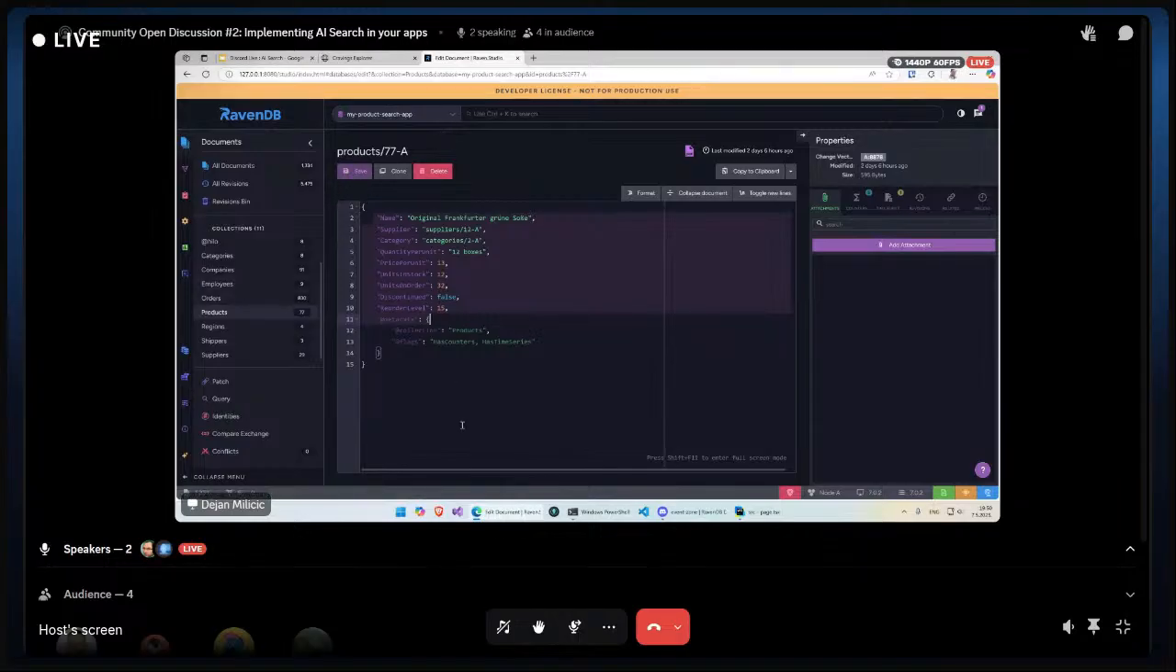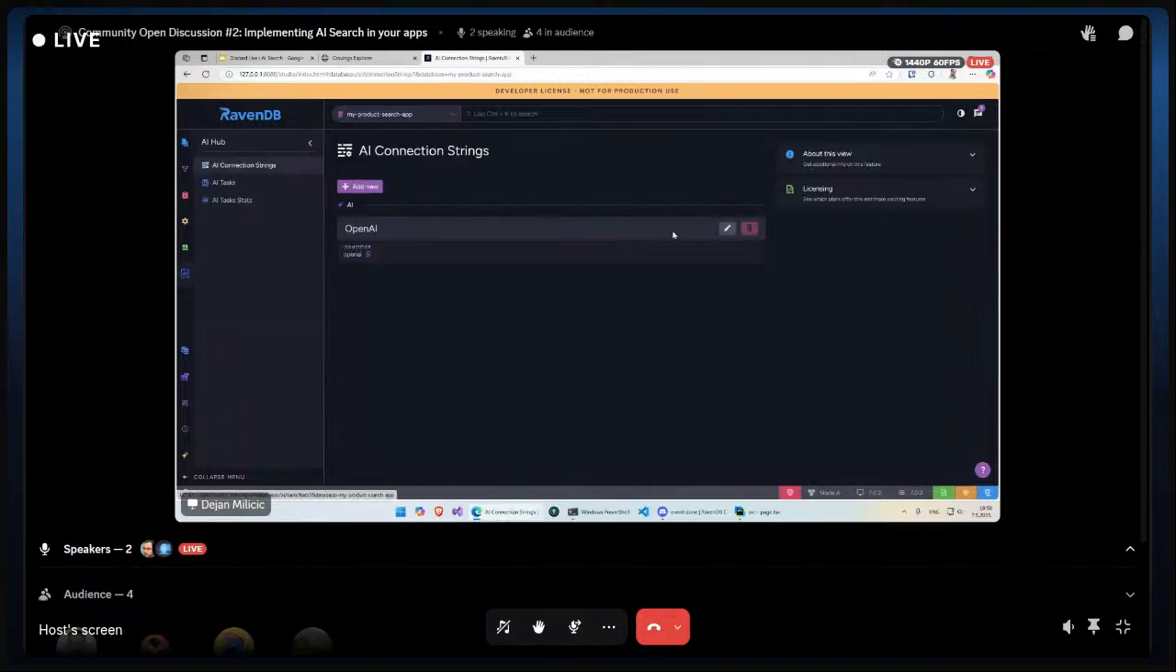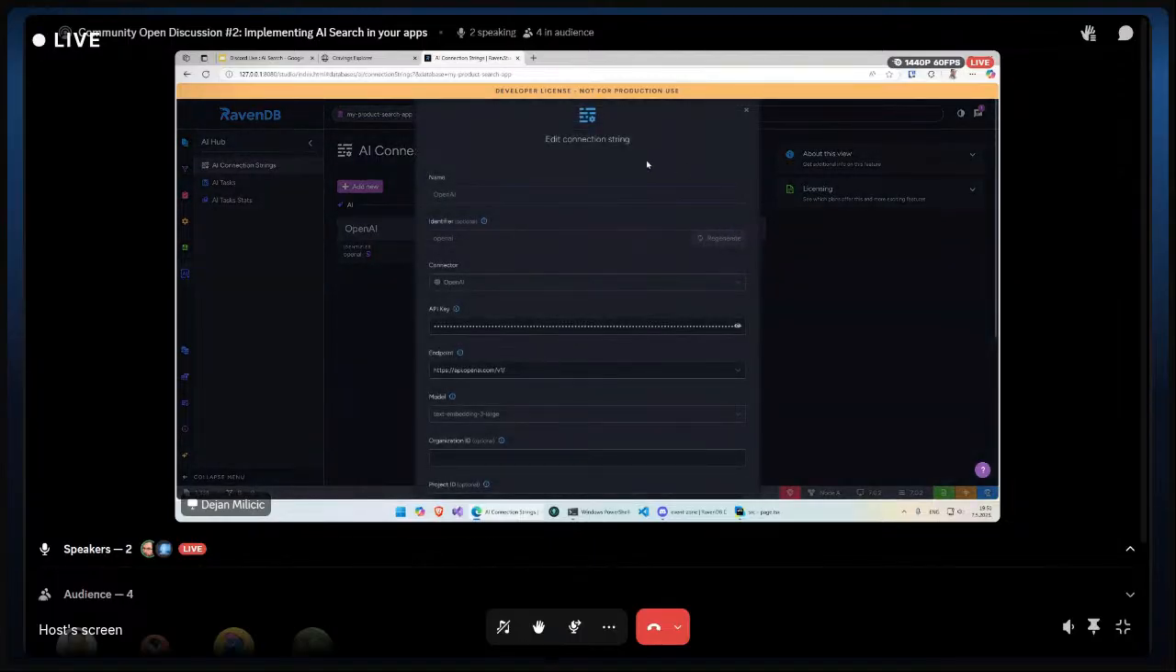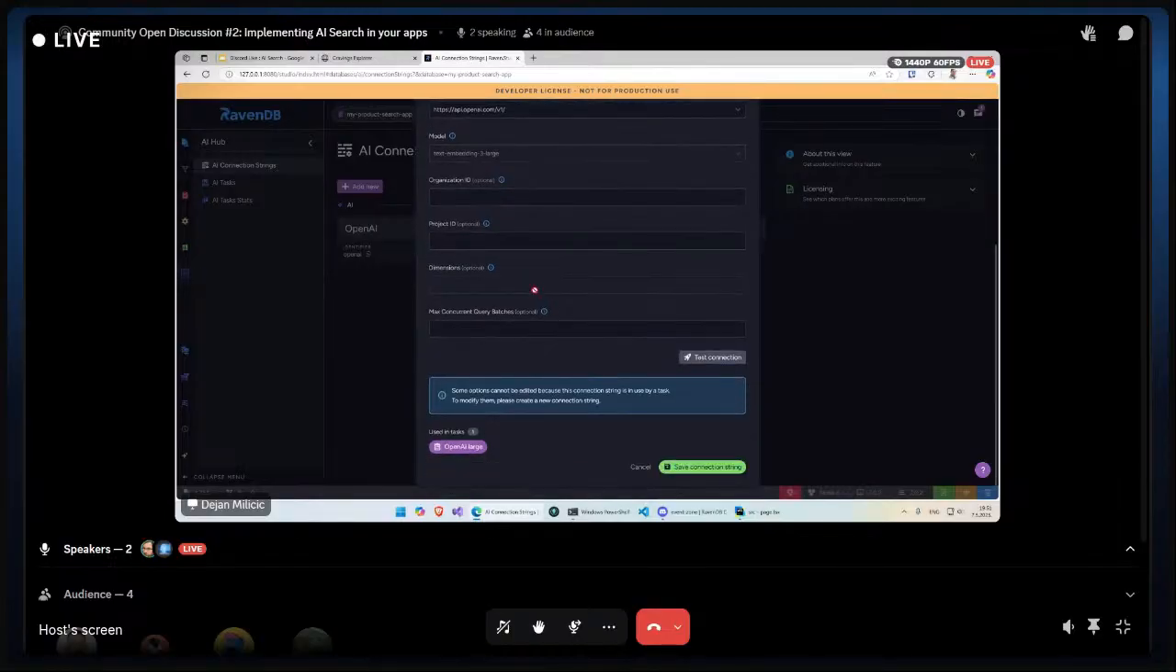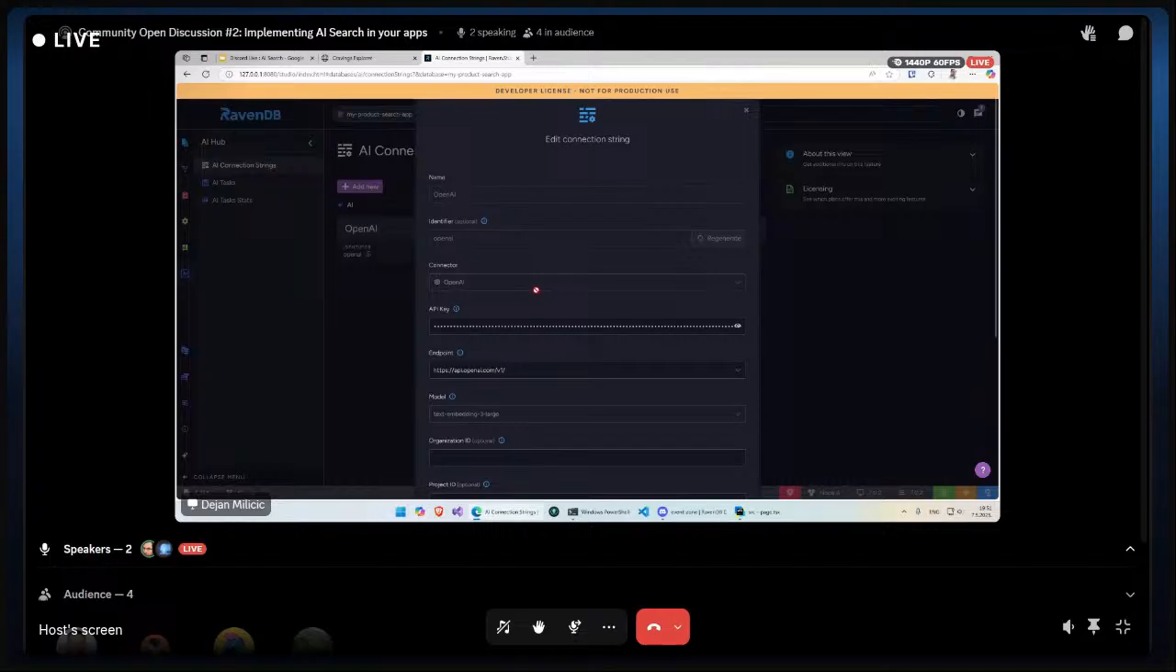So first, I'm not using the internal built-in text embedding model. I'm using OpenAI model. So what I did, I created connection string. As you can see, RavenDB has connector for OpenAI. I populated my API key here. I'm hitting this endpoint. And this is the name of the model on the OpenAI API that I'm going to use. So once defined, this will remain here, and this will provide a way for RavenDB to connect to OpenAI text-embedding-3-large.